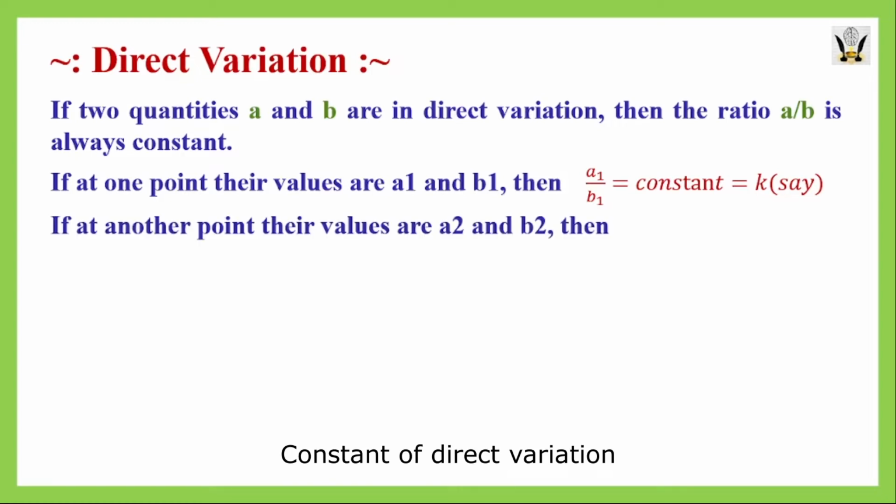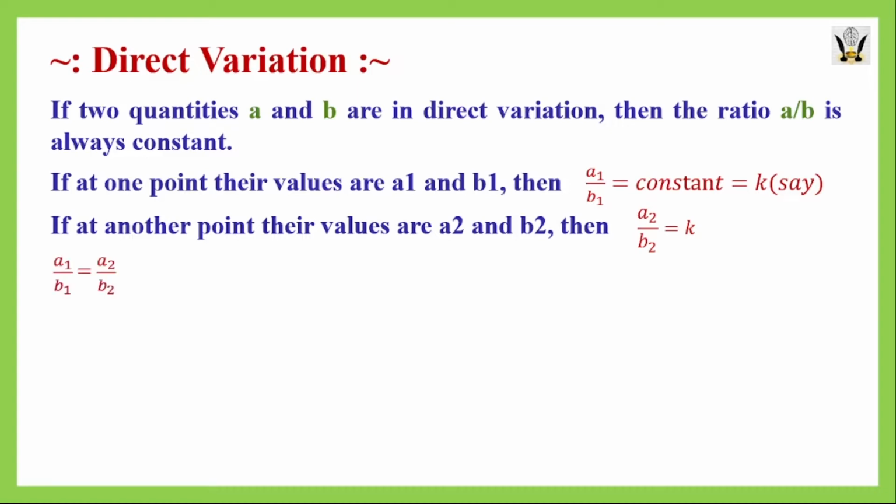Now again, for those two quantities A and B, if at another point of time their values have changed to A2 and B2, what will the ratio of A2 and B2 be? Again that ratio will be constant, and it will be the same constant K, as represented here. So we can say that the ratio A1 by B1 will be equal to A2 by B2. Now if we cross multiply, then A1 B2 will be equal to A2 B1, right? We can also think this way, that A1 by A2 will be equal to B1 by B2.